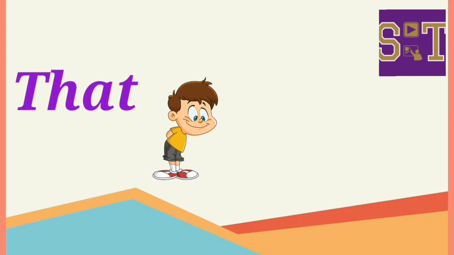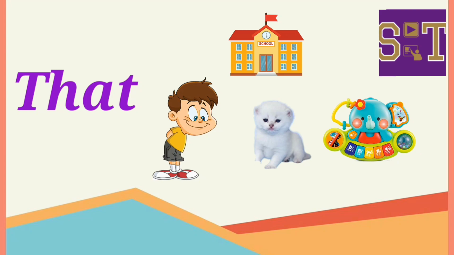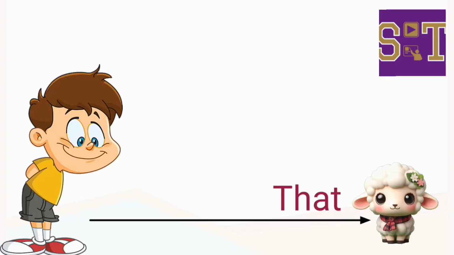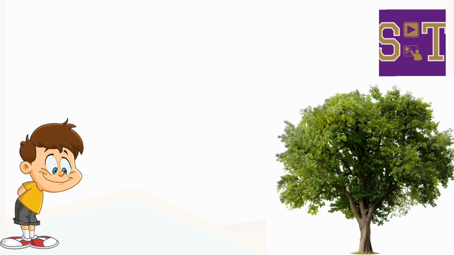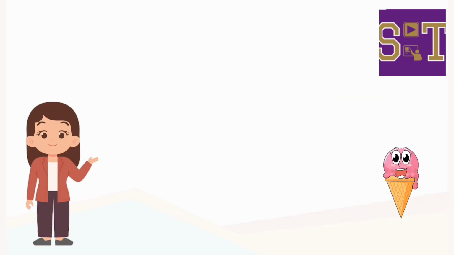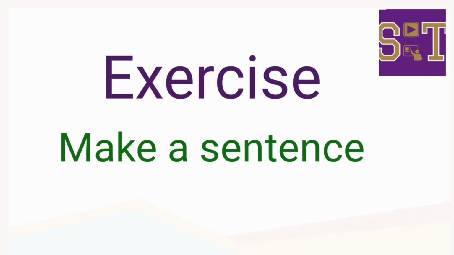We use that to show a person, place, animal or thing which is far from us. For example, the ship is far. The tree is far. The ice cream is far. So we should use that here.